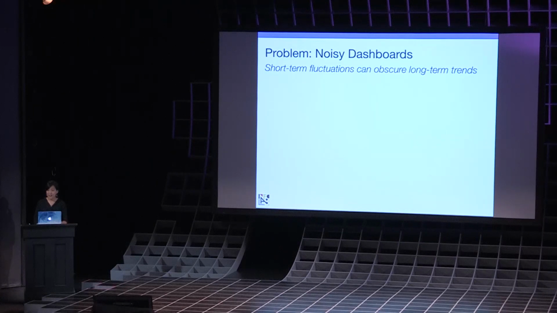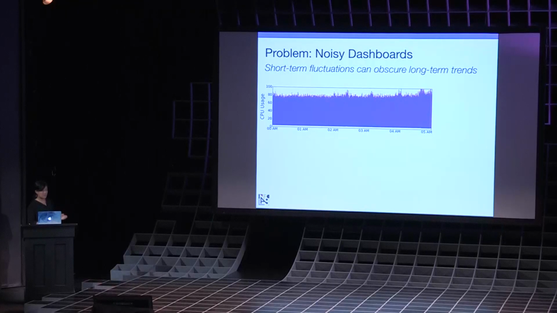So we're here talking about problems and solutions in monitoring. And one problem that we notice is that the time series dashboards that you guys are reading every day are often noisy. By noisy, I mean sometimes the spikes or fluctuations in the time series can really obscure the overall trend. So here is a plot of my CPU usage over the past 5 hours.